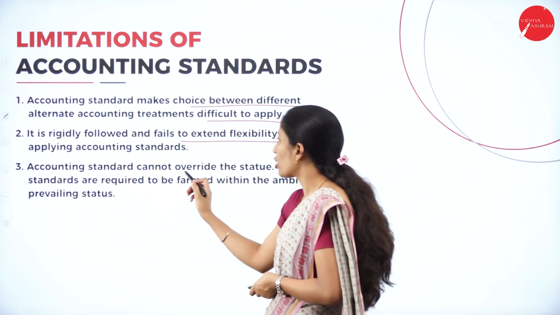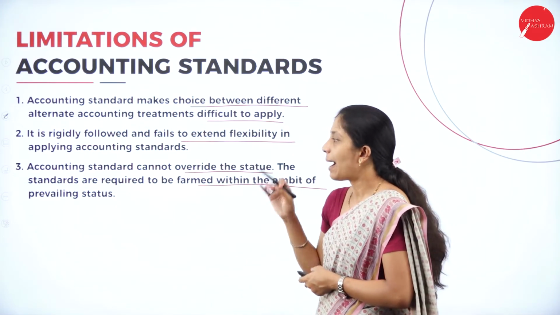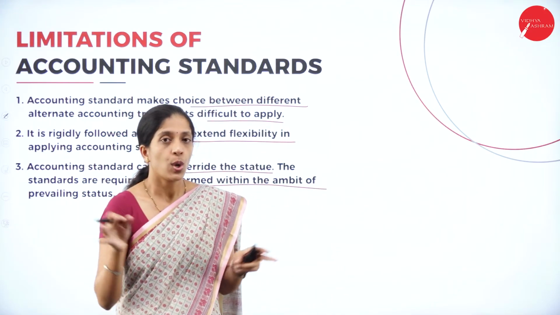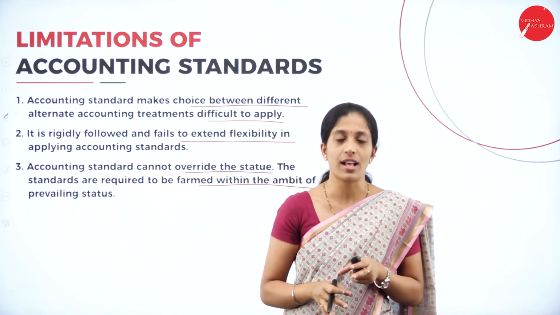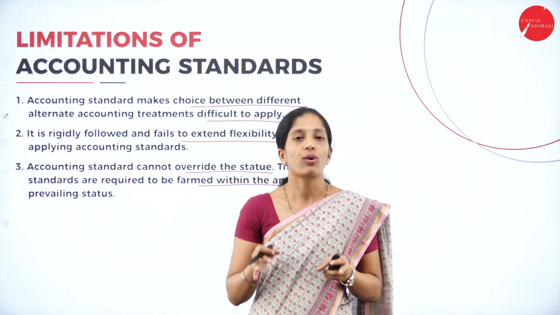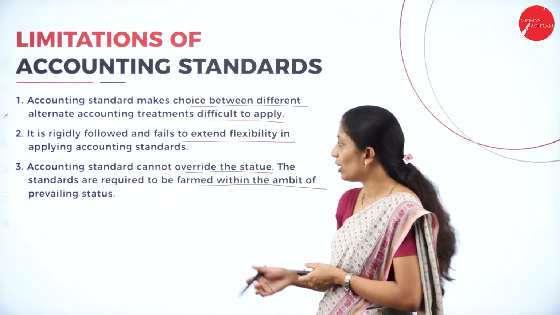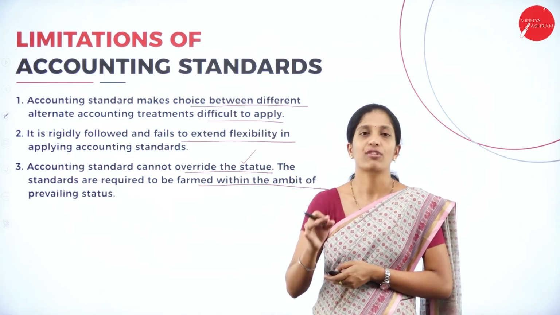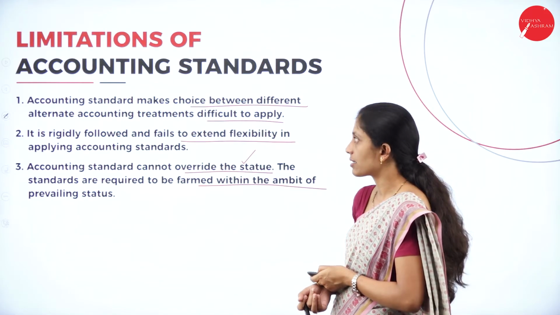Accounting standards cannot override the statute. The standards are required to be framed within the ambit of prevailing statute. So, as I told you, it is decided in advance where a number of accountants have come together and it has been decided in advance. So, each and every organization rigidly has to follow these accounting standards. So, it is less flexible as I have already told you, and no one can overcome these accounting standards. So, they have to follow that. So, these are the certain limitations of accounting standards.